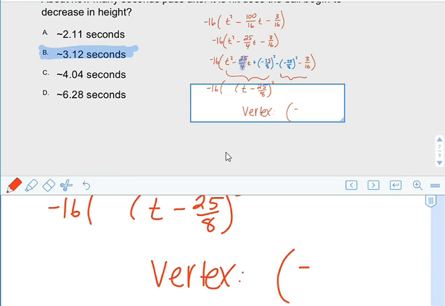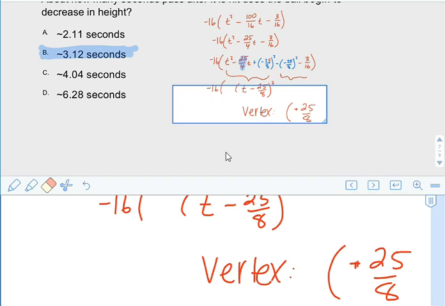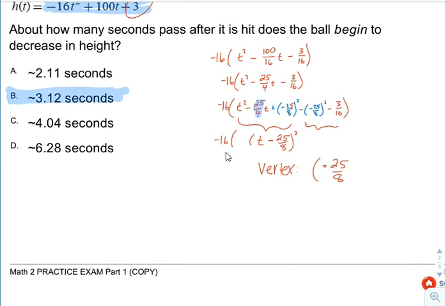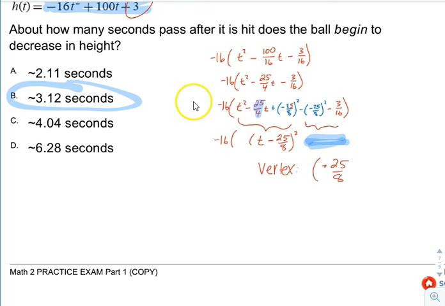We know the x-coordinate of the vertex is going to be negative, or remember it's opposite, it's positive 25/8. And I know that my answer is going to be 3 point something, because 24 divided by 8 is exactly 3, so 25/8 is a little bit more than 3. There's your answer. You don't have to worry about the rest of this simplifying part because you want that input. You know that negative 16 is just going to distribute on the outside of that binomial.